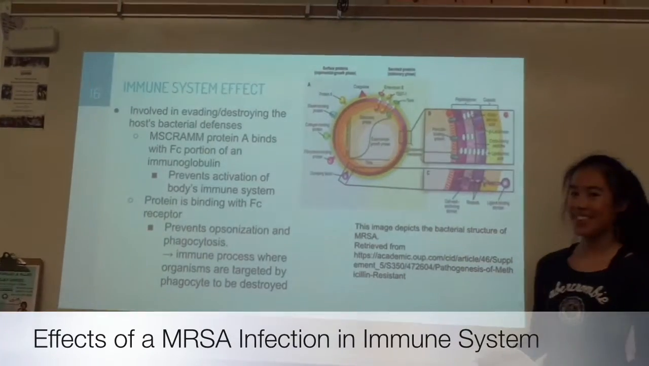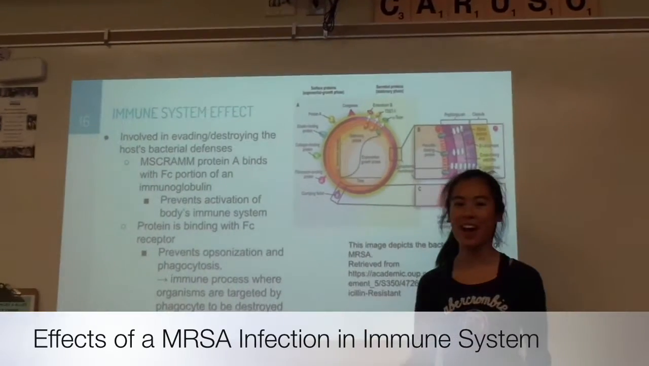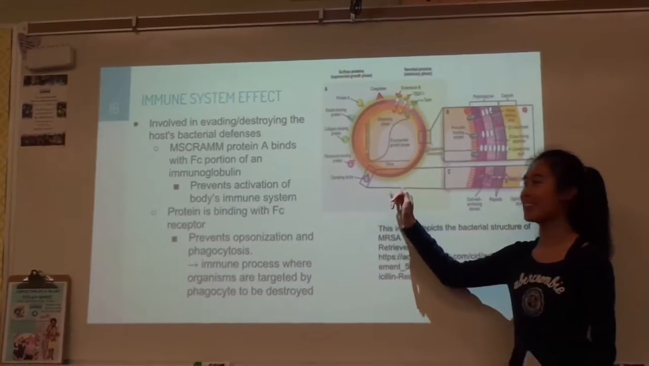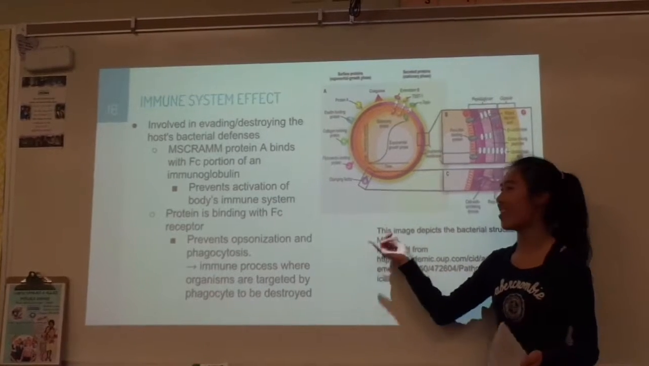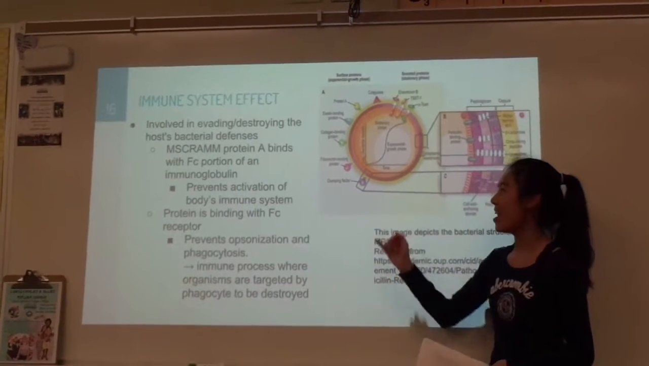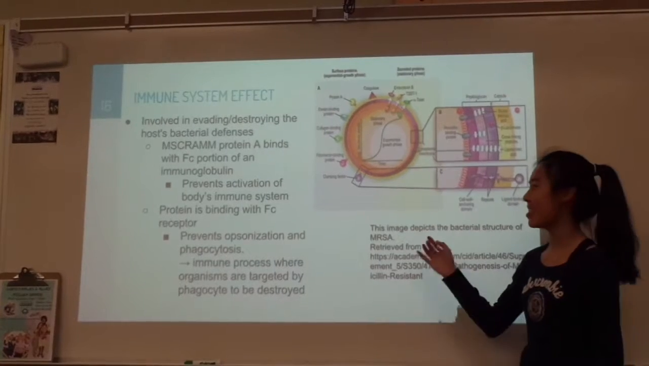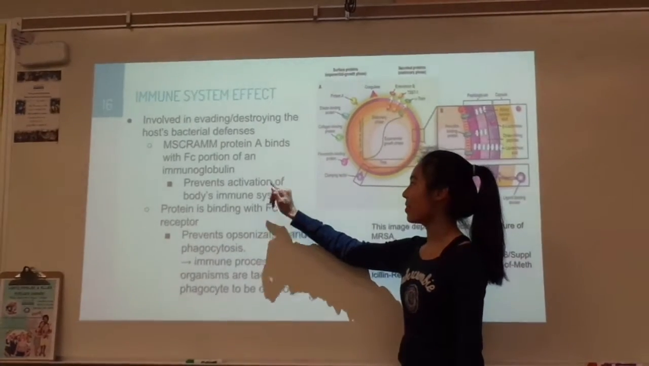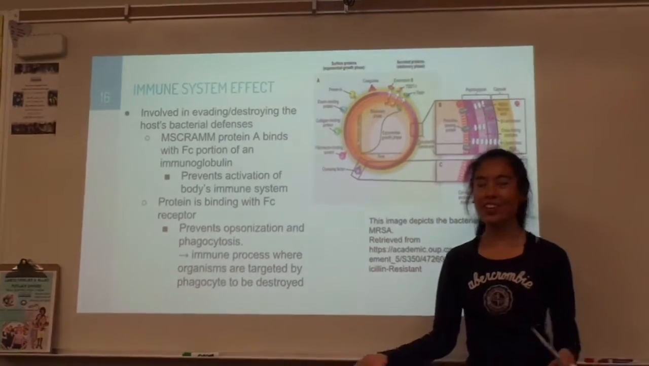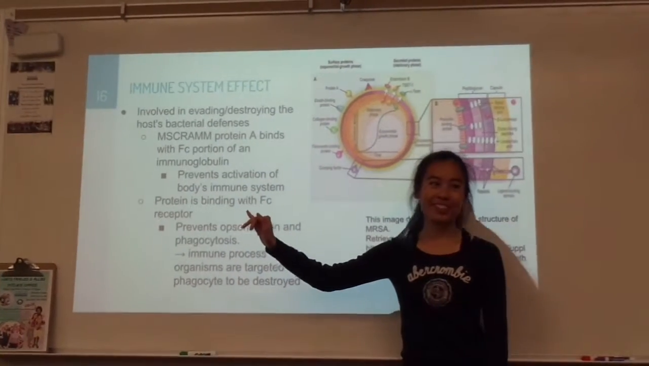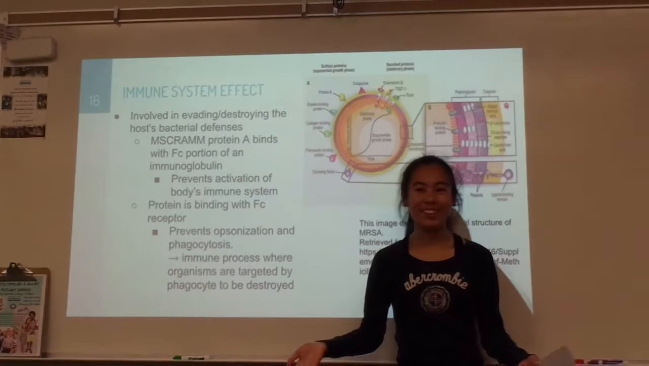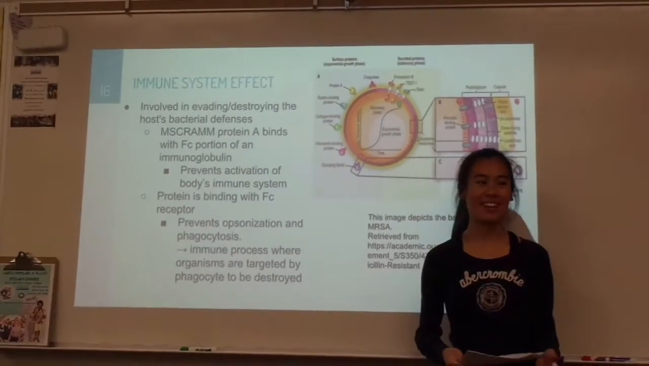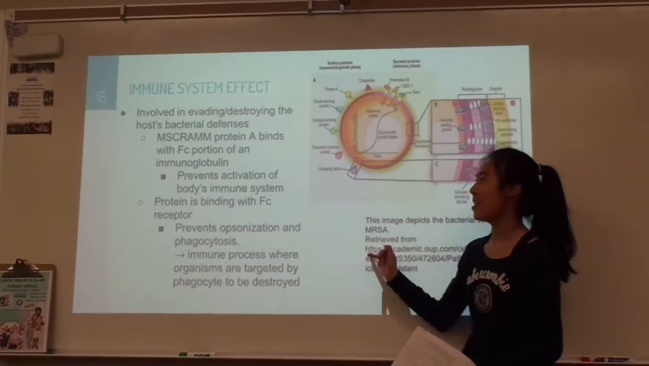We're going to talk about the immune system effects once you have a MRSA infection. So a MRSA bacterium has microbial surface proteins on its surface, and one of the surface proteins is called protein A. And then there's another molecule called immunoglobulin. So that's basically a white blood cell. White blood cells are supposed to kill bacteria in your body and kill viruses as well.